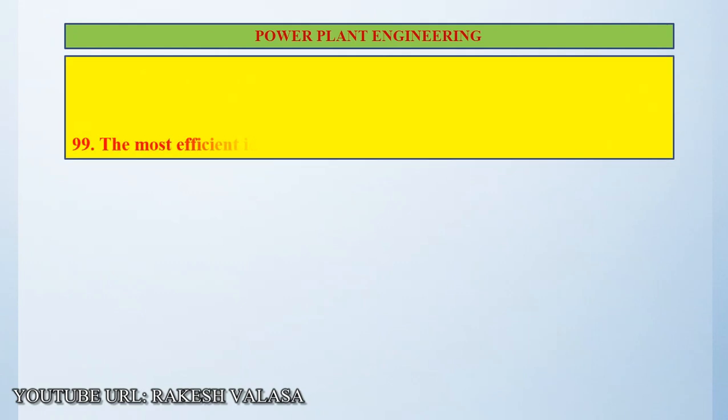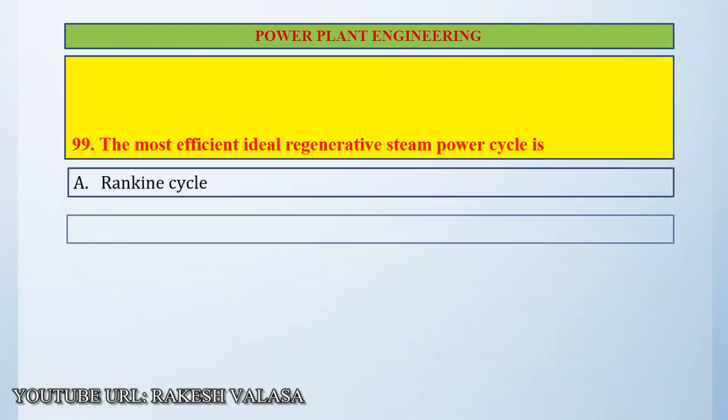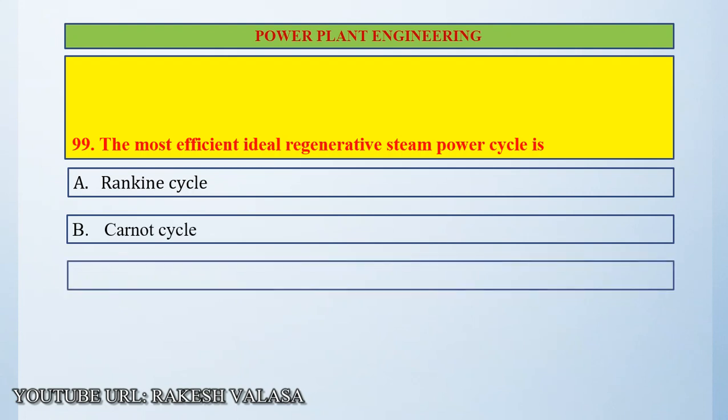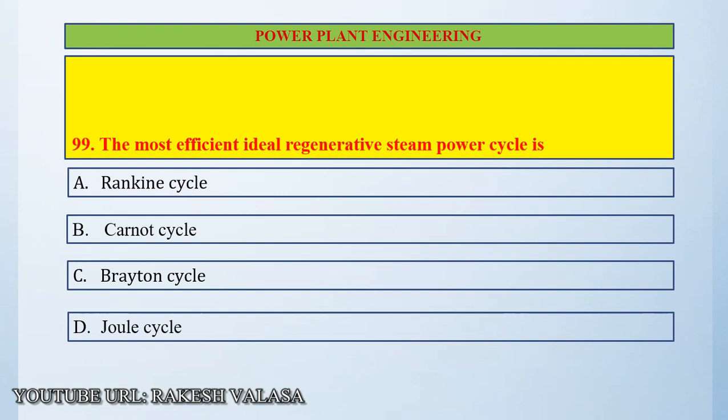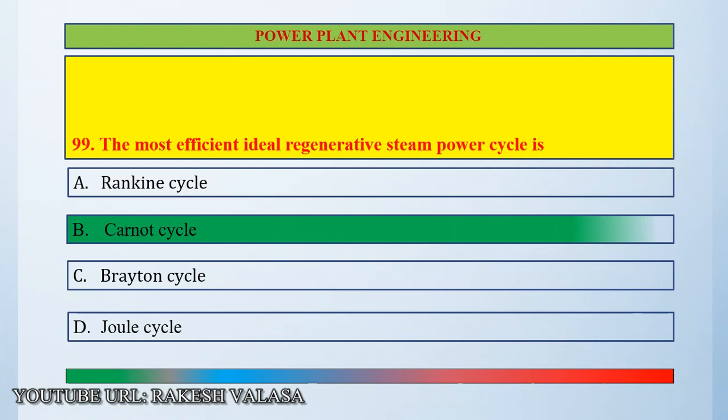Question number 99. The most efficient ideal regenerative steam power cycle is option A, Rankine cycle, option B, Carnot cycle, option C, Brayton cycle, option D, Joule cycle. The correct answer is Carnot cycle. The most efficient ideal regenerative steam power cycle is Carnot cycle.